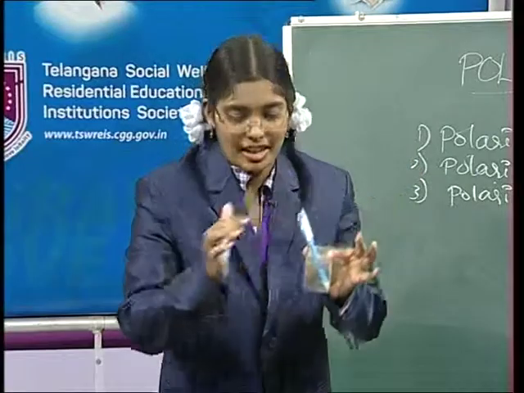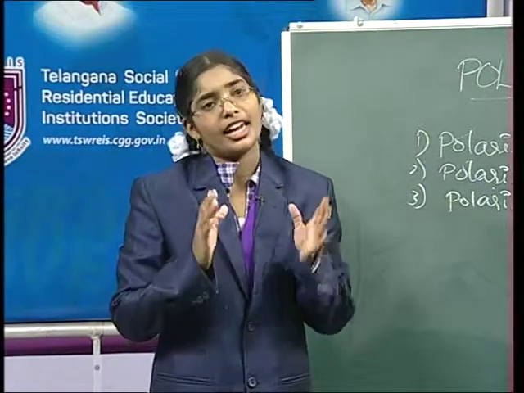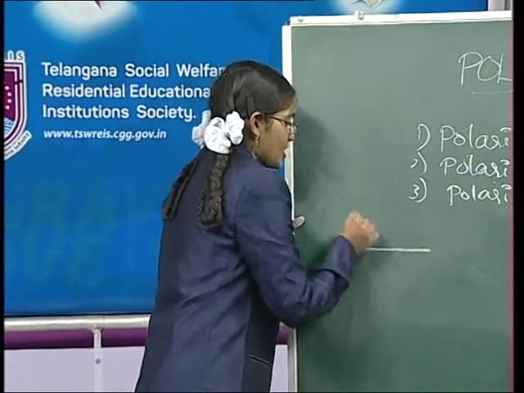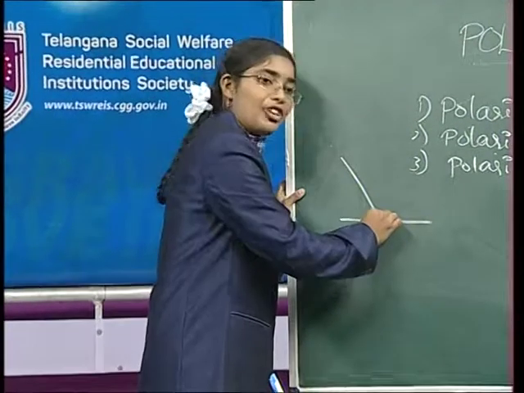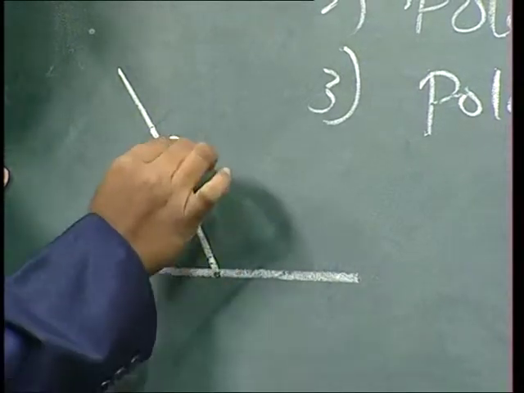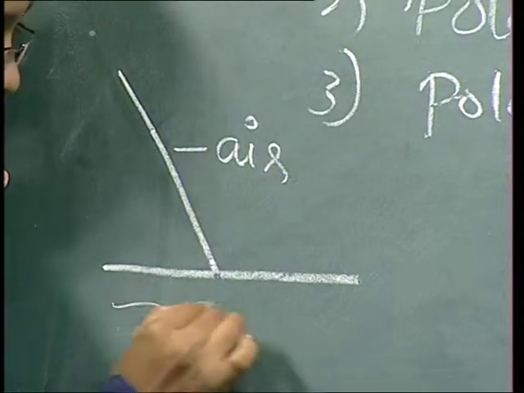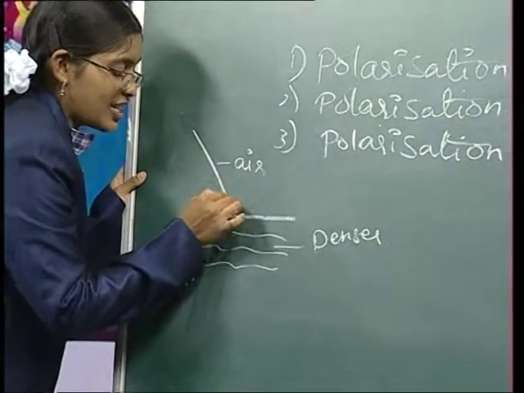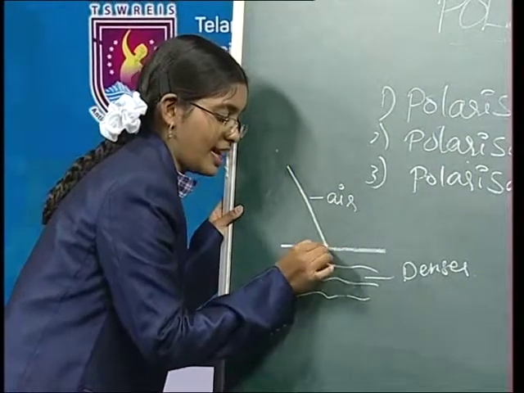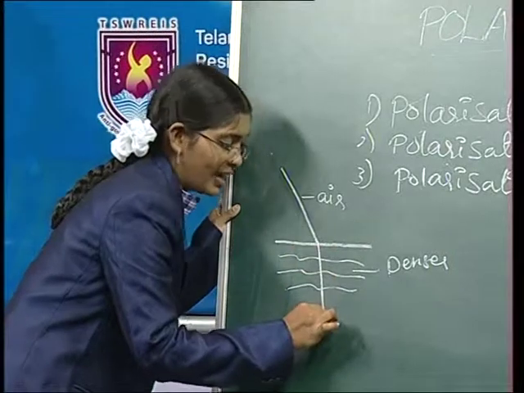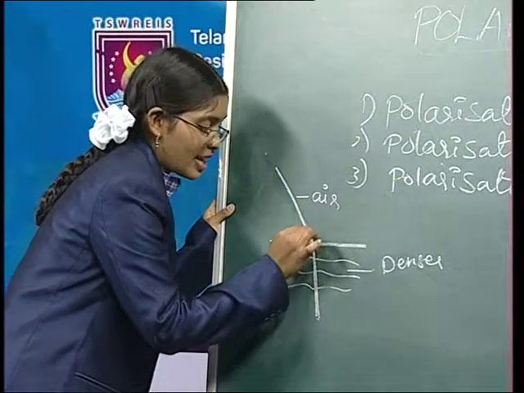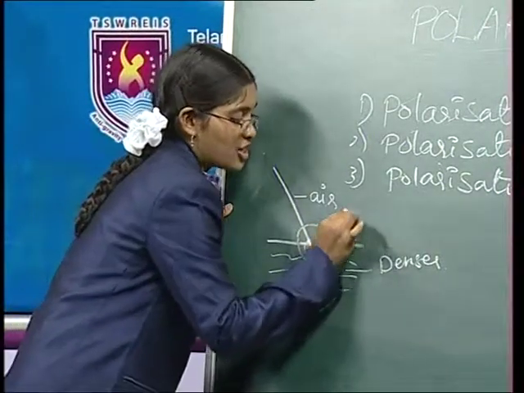That phenomenon, a bending of a light ray when it travels from one media to other media, is called refraction. If this is the surface, and this is the light ray coming from the sun, this is air media, and consider this a denser media. The light ray entering from air media to a denser media will bend a little. Here you can find a bending. This phenomenon is called refraction.